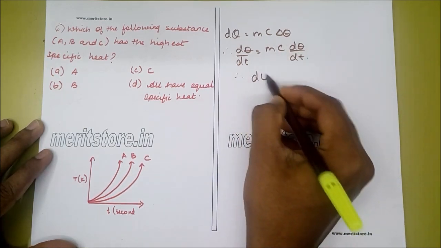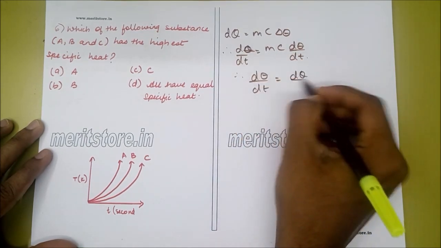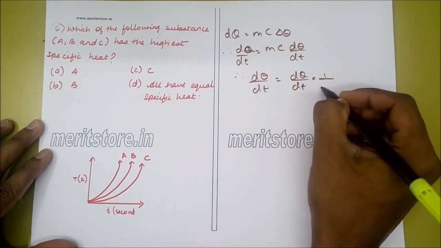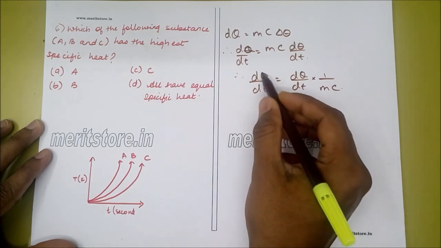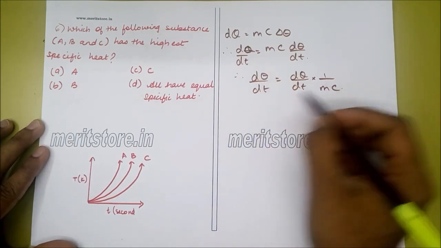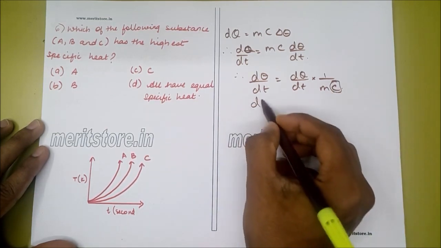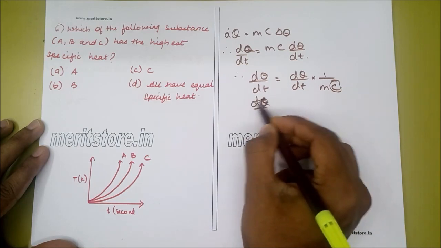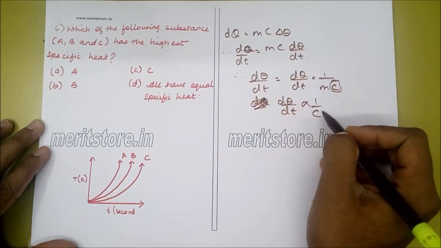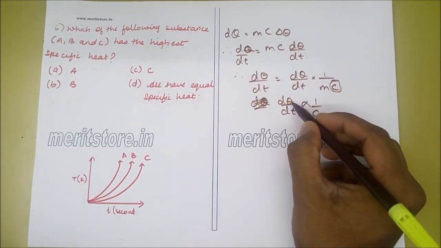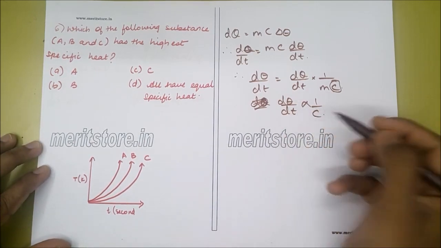Now from this relation, d theta by dt is nothing but dQ by dt into 1 by m c. As we can see, d theta by dt is nothing but the change in temperature with respect to time, and it is inversely proportional to the specific heat C. So d theta by dt is inversely proportional to the specific heat, which means that the higher the change in temperature with respect to time, the lower the specific heat.